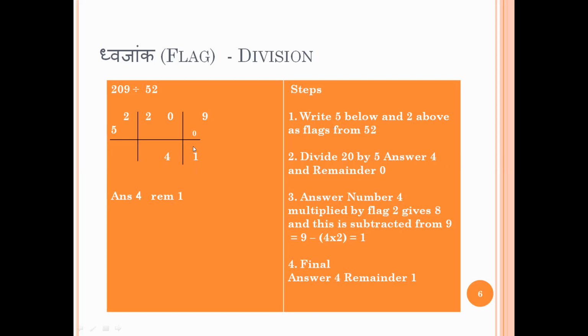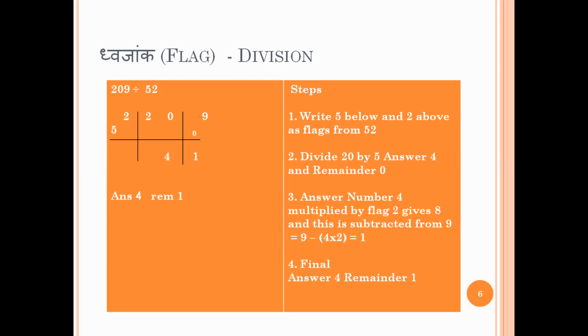9 minus 8 is 1. So the answer 4 multiplied by the flag 2 gives 8, and this is subtracted from the 9. So I got the answer 4, and the number which appears on the right side of this vertical line is the remainder. So the remainder is 1 and the answer is 4. Is this technique clear? How to do it?